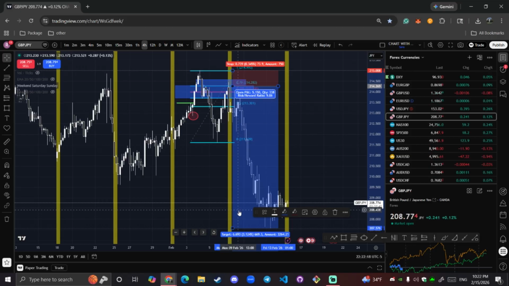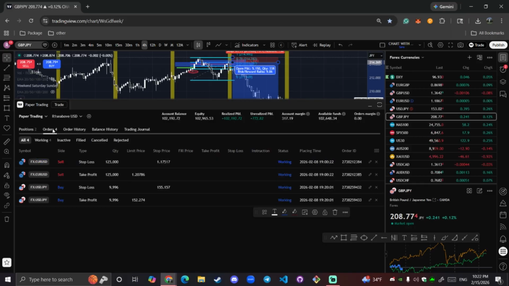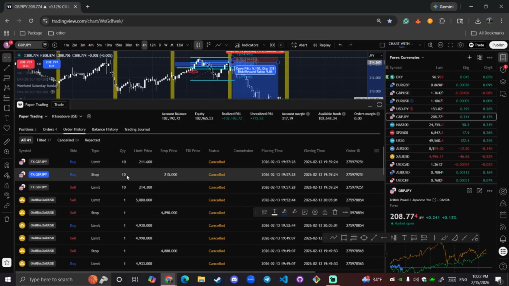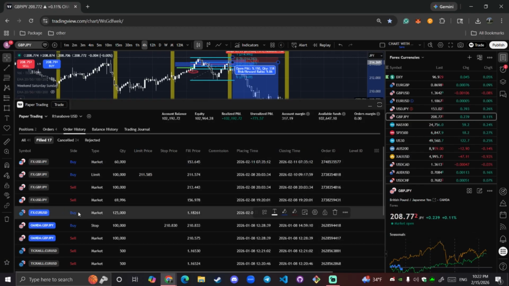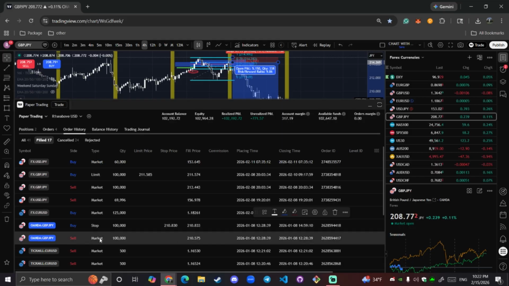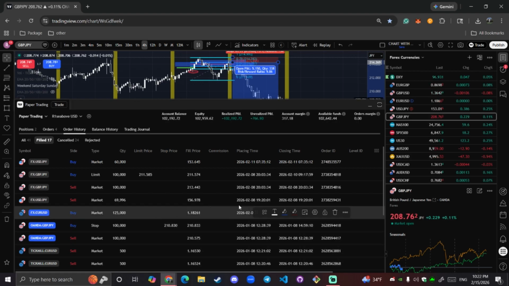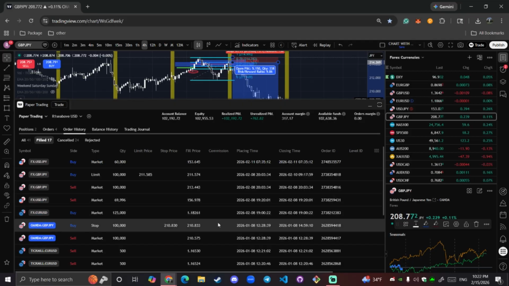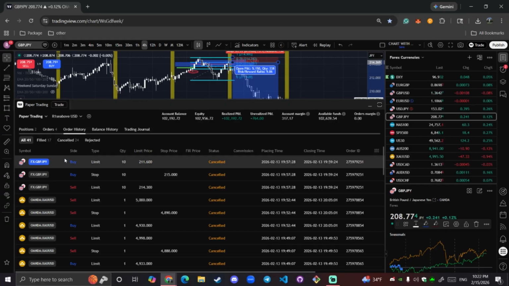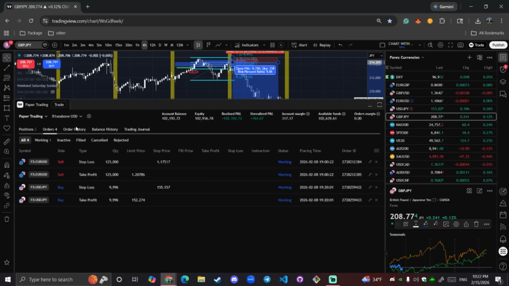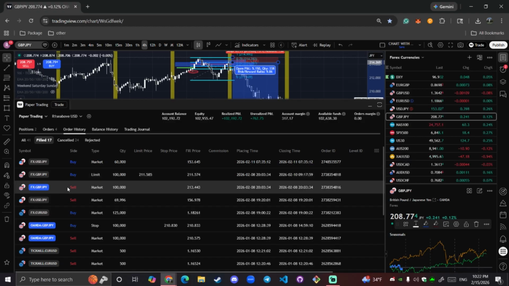So those are essentially the trades I took last week. I have proof right here in my orders. I can go into my order history, filled. So this was GJ. I essentially got in for a sell. It's kind of confusing looking at the order history like this.